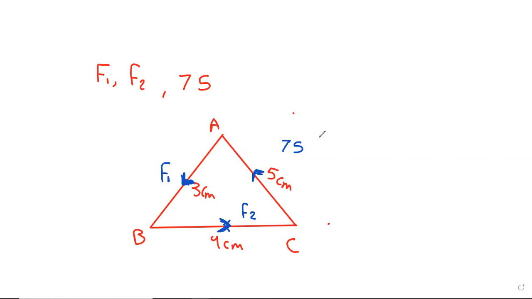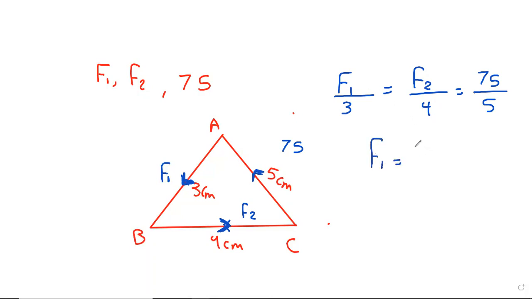So we will apply the triangle of forces, which is F1 divided by 3 equals F2 divided by 4 equals 75 divided by 5. And we will do cross multiplying. So our F1 equals 45 and F2 equals 60 Newton.